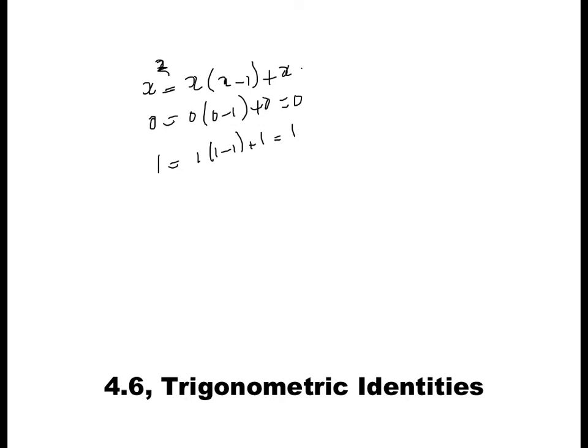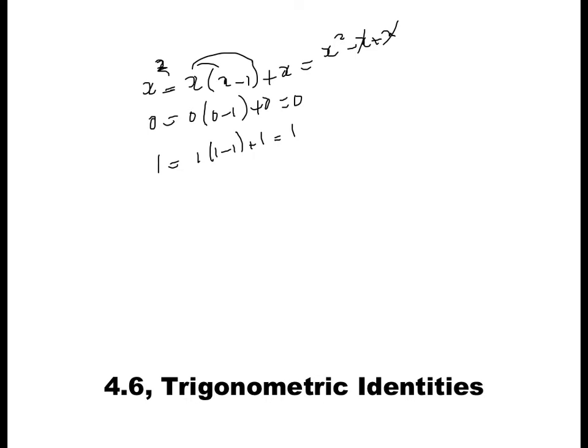Now, if you simplify this one, you're going to get x times x, which is x squared, minus x plus x, which is going to be exactly the same thing as x squared. This expression is true no matter what the variable x is. We say this expression is an identity.